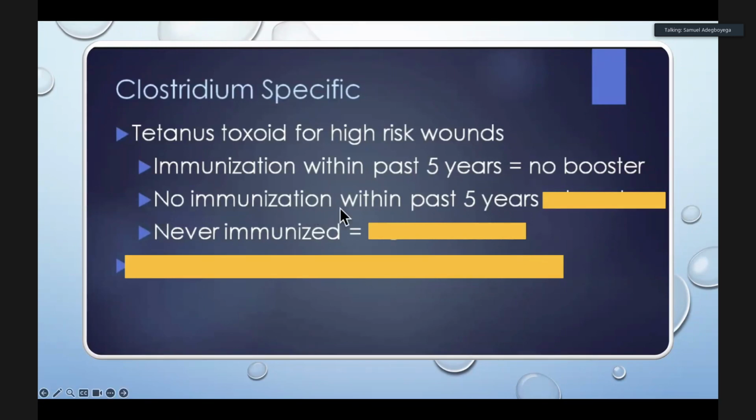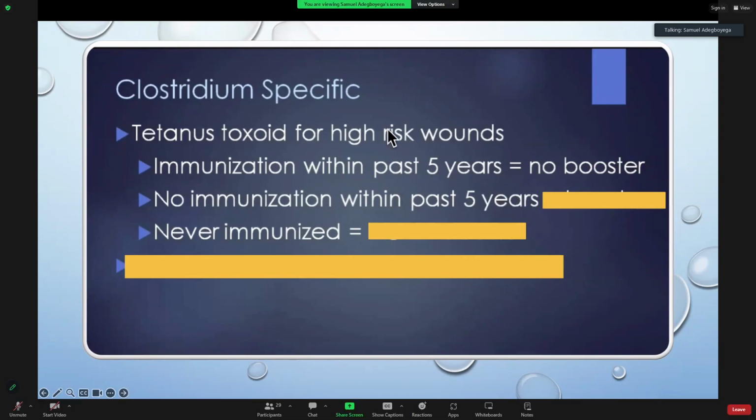No immunization within the past 5 years, and it's a high risk. Booster. That's right. What about this? Never been immunized. Never, ever, ever. Immunoglobulin and toxoid. Beautiful.